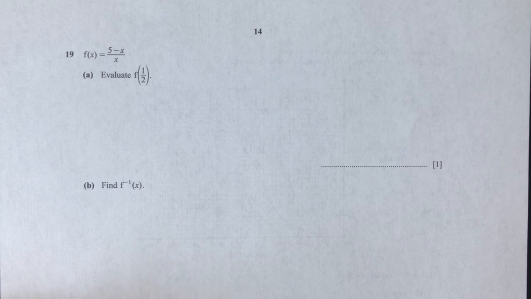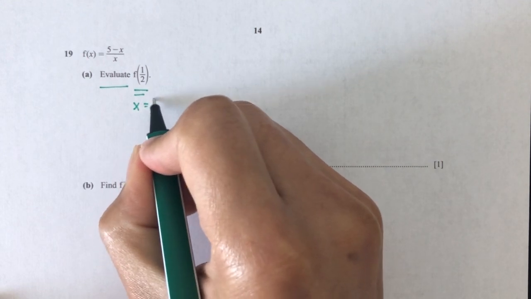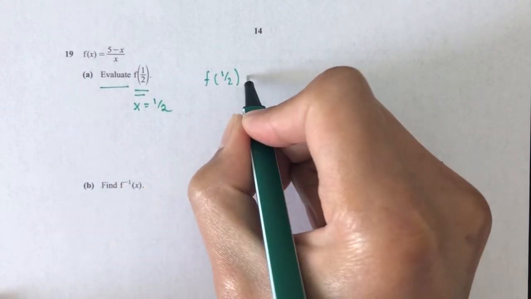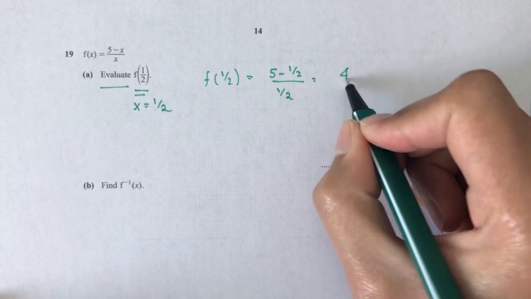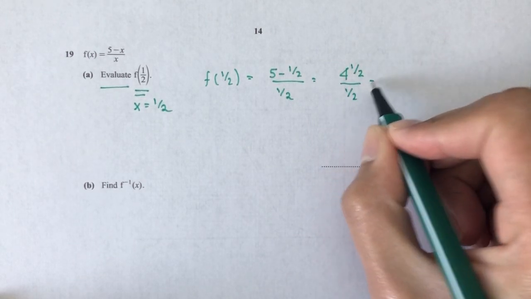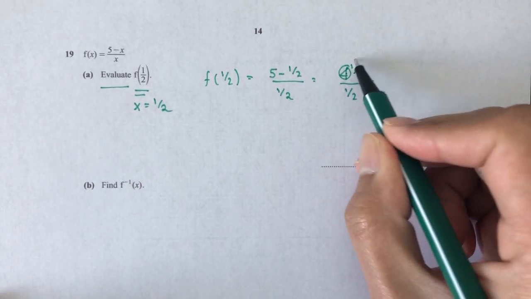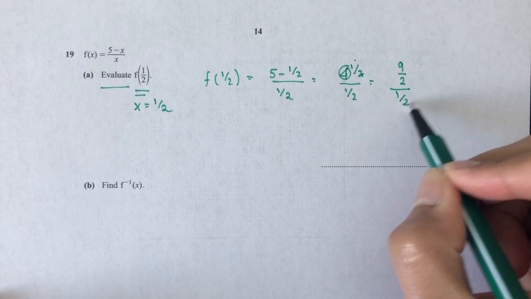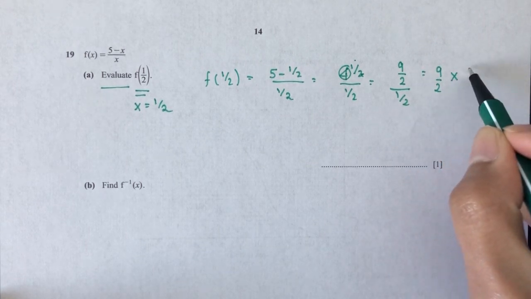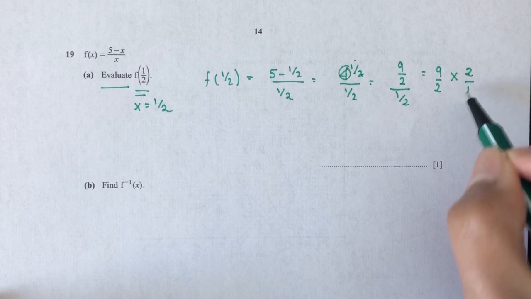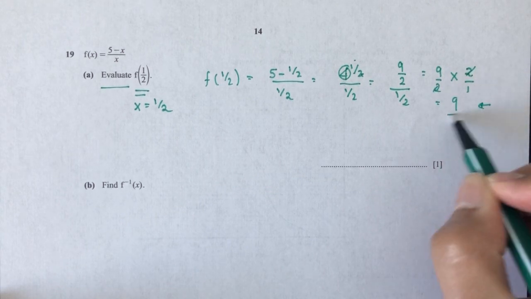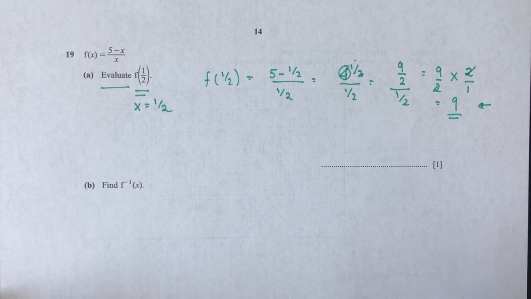Question number 19, we have f of x equal to 5 minus x divided by x. Part A, evaluate this function. So which means we have to replace the value of x by half. So f half will be 5 minus half divided by half. So 5 minus half will be 4 and a half divided by half. So let's expand this one. So 4 times 2 is 8, 8 plus 1 is 9. So 9 over 2 divided by half becomes 9 over 2 times 2, which is 9. Okay, so that is part A.